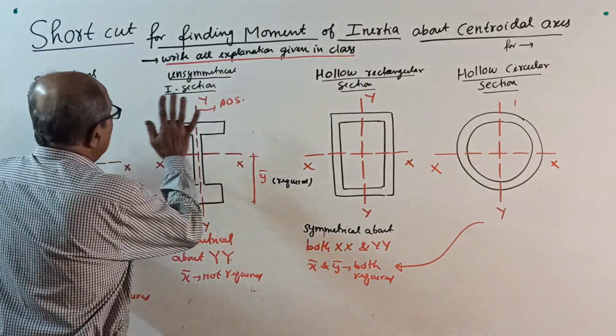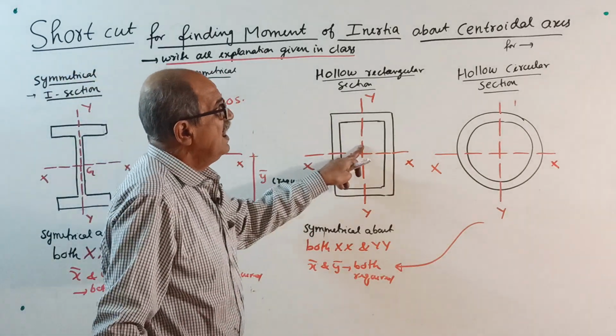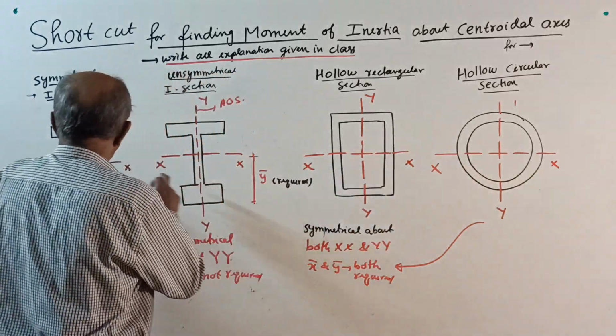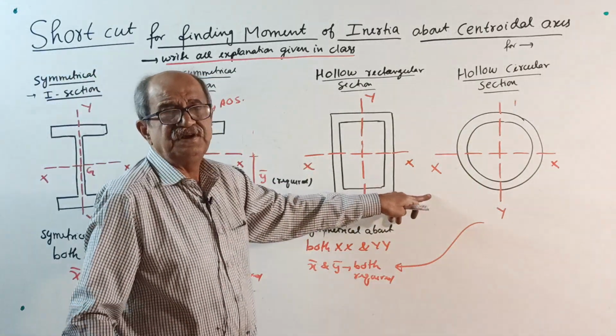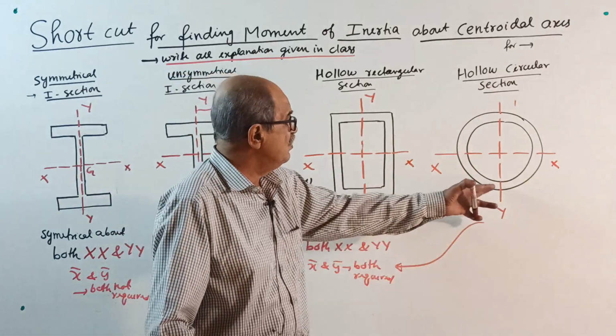Symmetrical I section, unsymmetrical I section, hollow rectangular and hollow circular. These two are new additions. In the last class I considered these two. Along with these two, I will give this also. We have still not gone to the circular part in moment of inertia numericals. Right now, we will consider it.